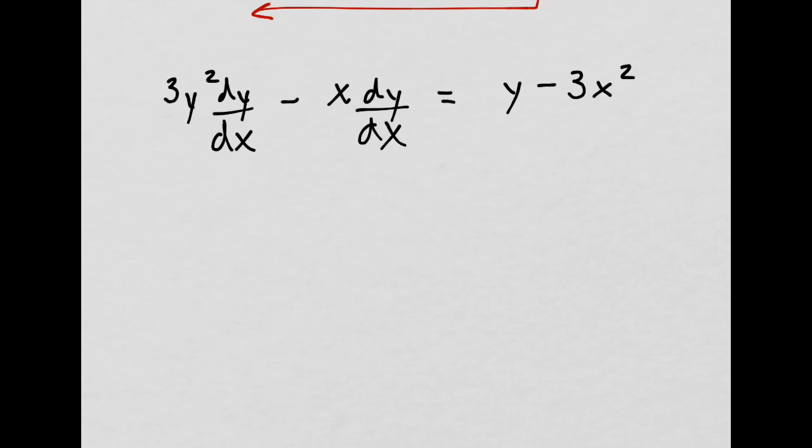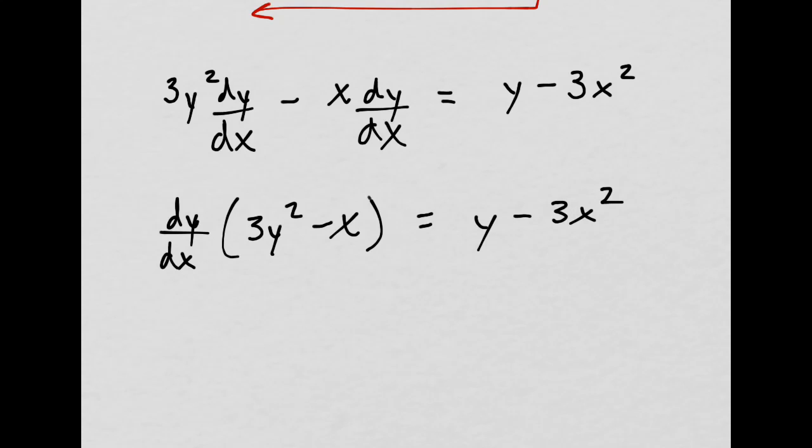So I'll factor out a dy/dx. That's pretty easy. So then I get that. I just factored out a dy/dx, and it left me with 3y squared. Oh, look at that. And minus x. There we go. And then I'm going to divide both sides by 3y squared minus x. So on the bottom here I'll have 3y squared minus x. And that's what I have for my derivative.